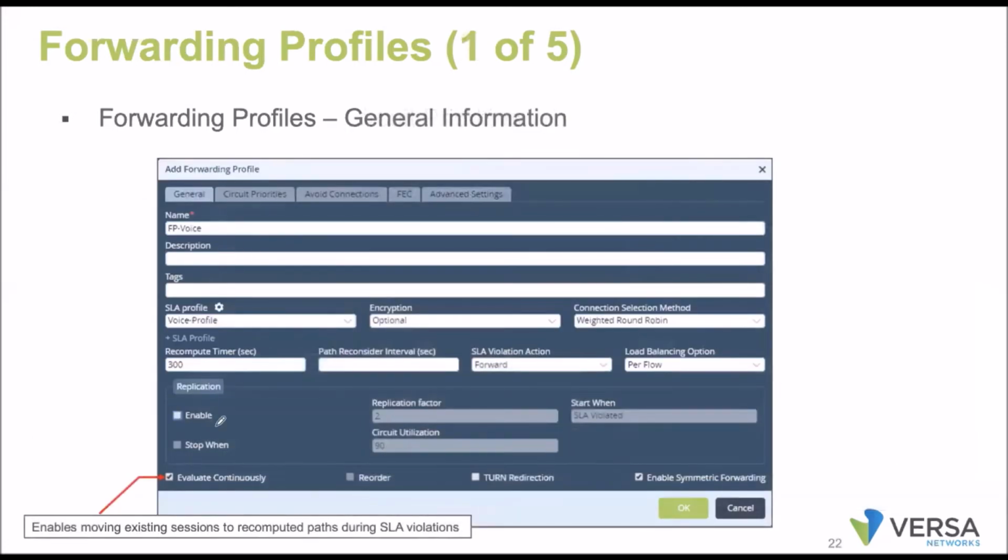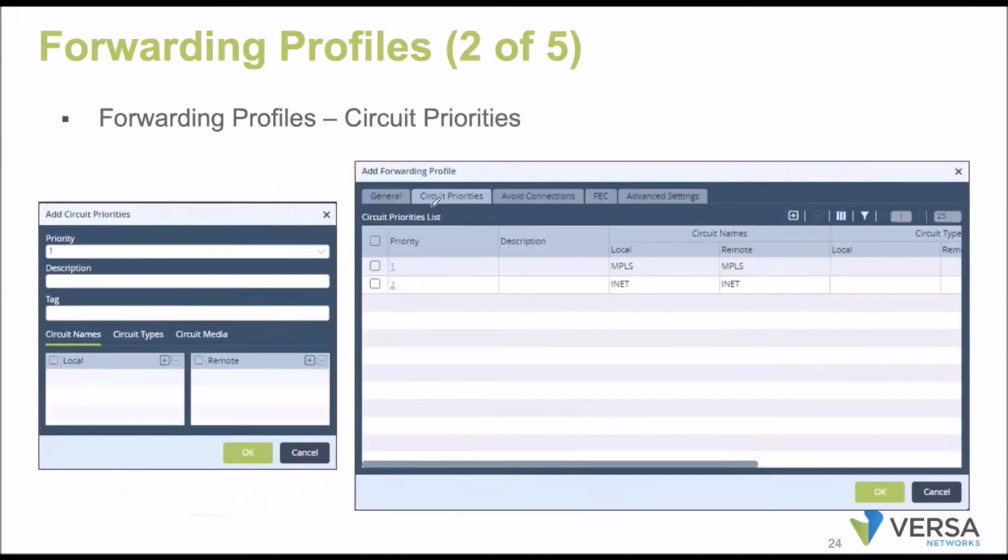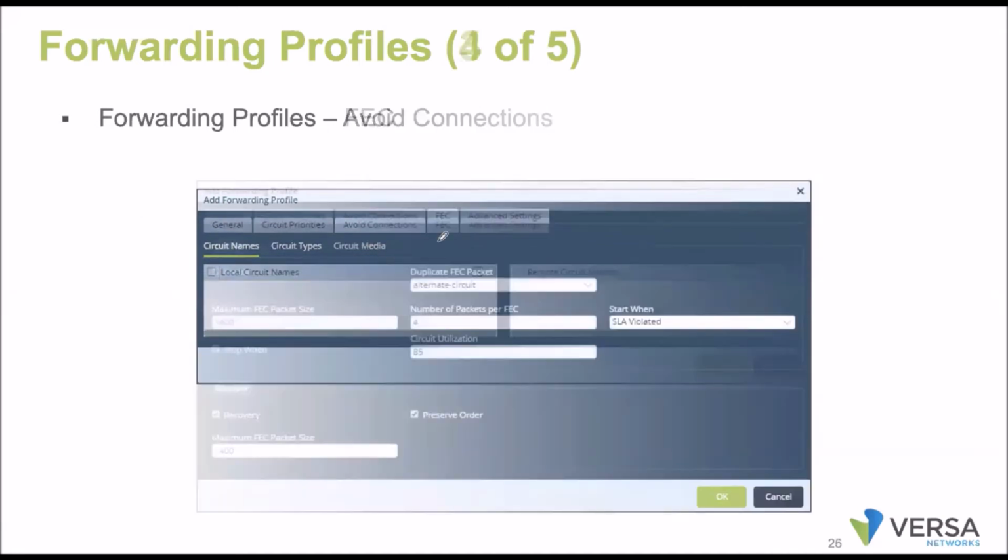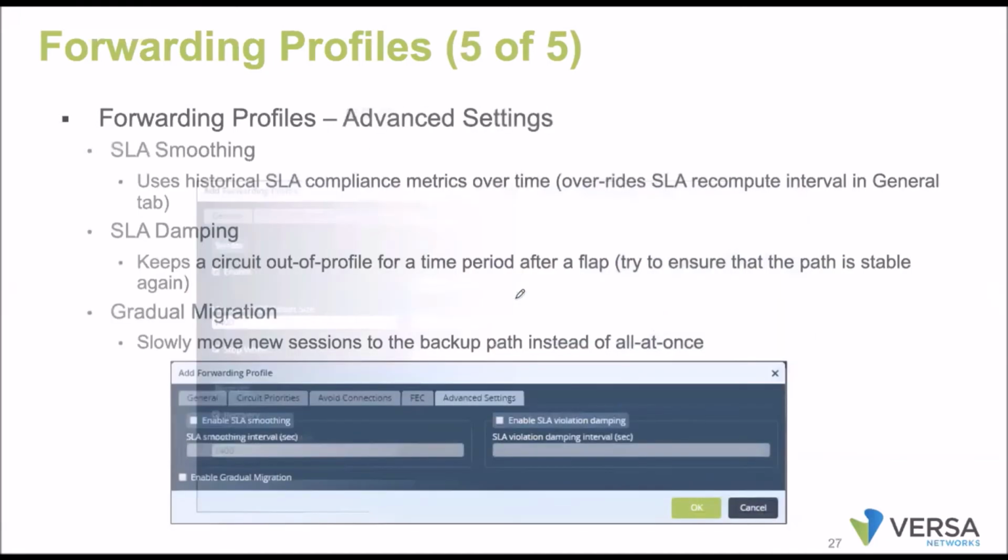Right. This is about the forwarding profile, all the configurations: the general settings, the circuit priorities, avoid connections, and then the FEC. When it comes to the advanced settings, these are all the options we can use. Now the gradual migration. You can enable this gradual migration. What does it do? Instead of changing all the new connected sessions to the new transport at once, it will try to slowly move the new sessions to the backup path.